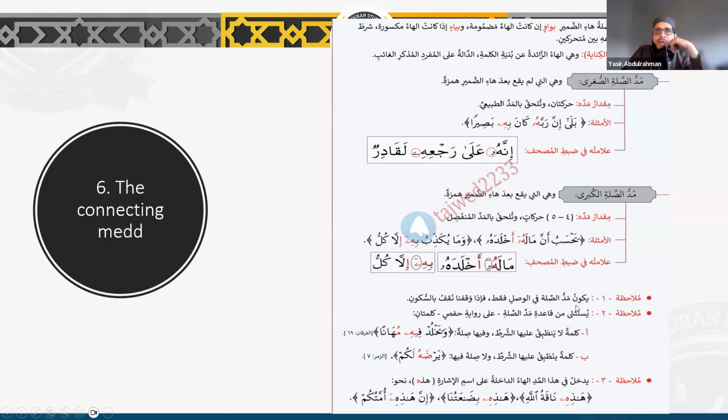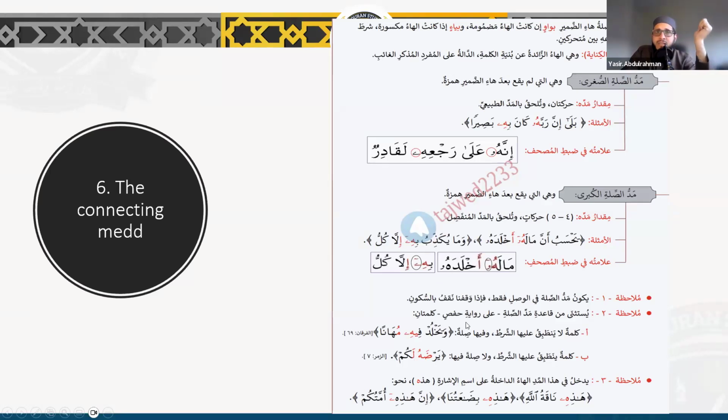Now the important thing to remember is that this type of med only happens when you are connecting. That's why we call it connecting med. So the lesser and the greater, both of them are connecting, which means they only happen when you're connecting that word with the word after it. If I stop on this word, I don't say innahu, or I don't say rabbahu. I say bala inna rabbah, like this. Innah, malah, or something like that, right? Malah, I made that alif too long.